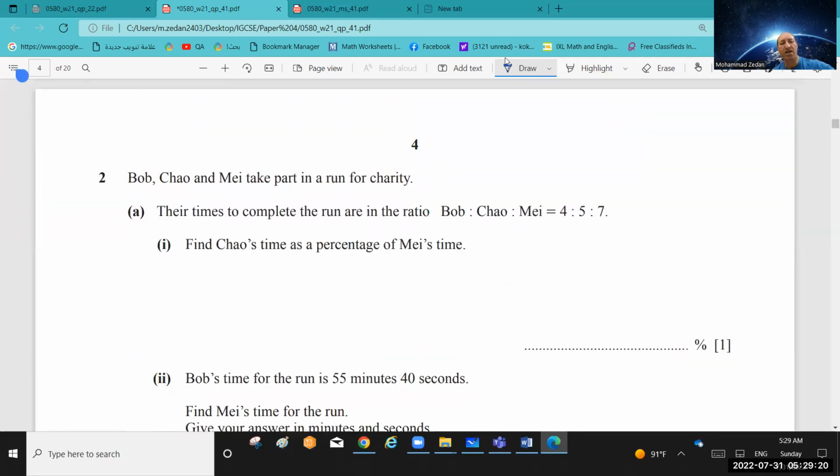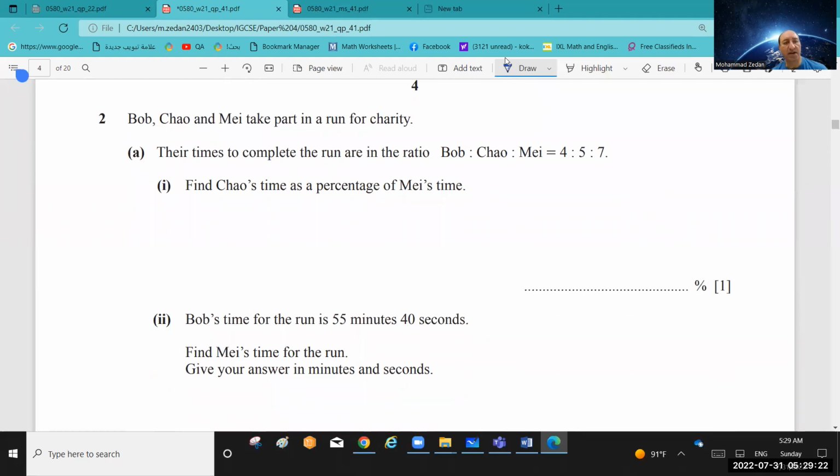Question number 2. Bob, Chow, and May take part in a charity run. Their times to complete the run are in the ratio 4 to 5 to 7. Find Chow's time as a percentage of May's time.